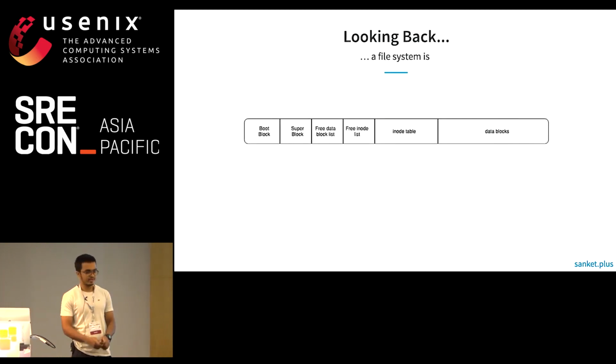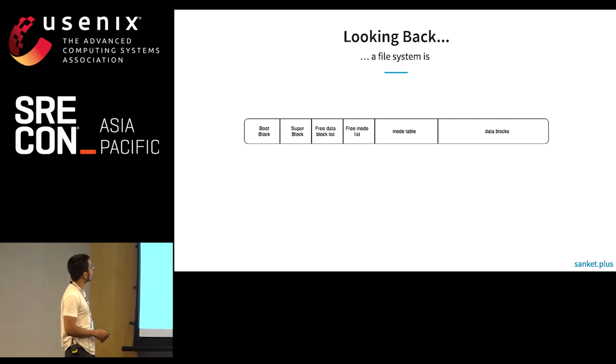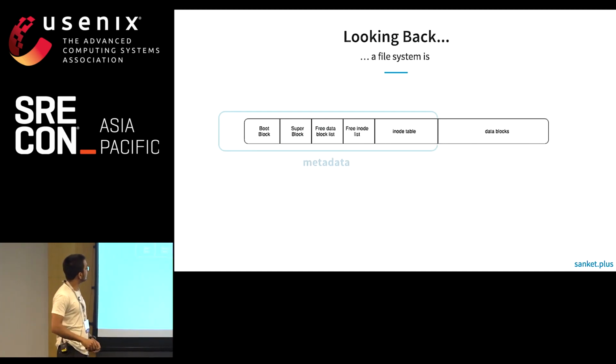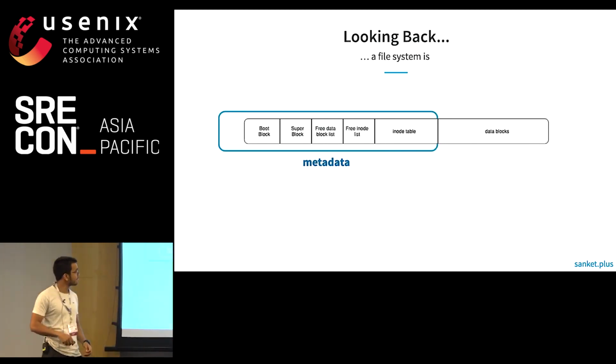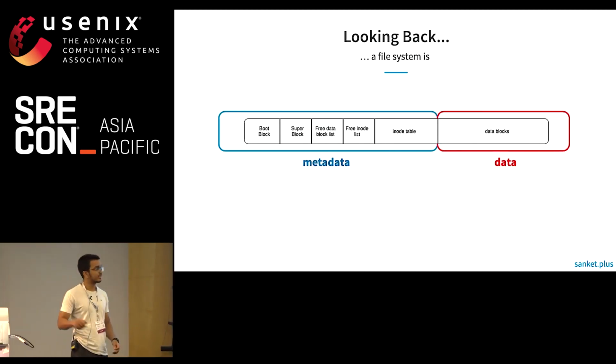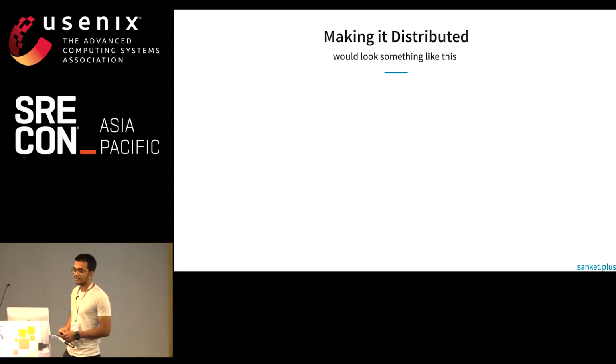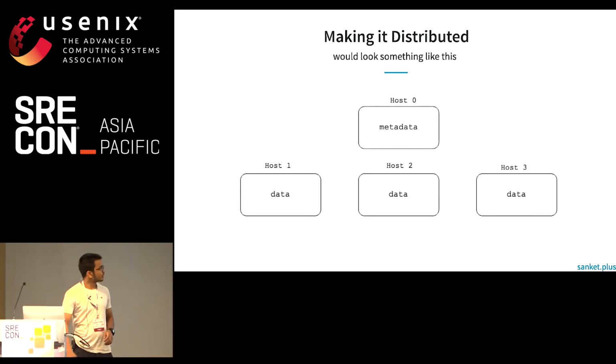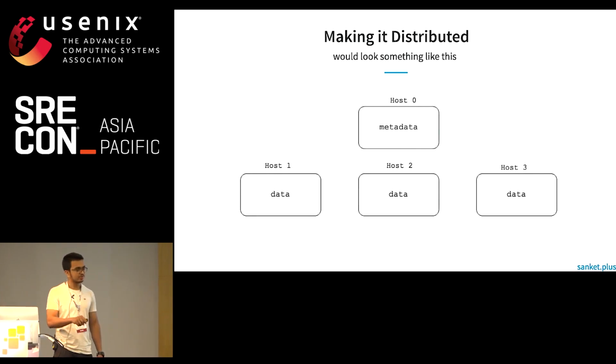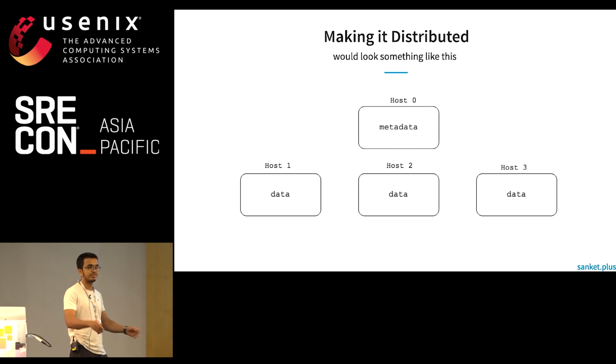Now let's take a moment and look back at what our file system looked like. It was made of metadata and data, to classify it at a really high level. So the inode table, free inode list, superblock, all this was metadata, and then the data part. Now let's try to make it distributed. So let's take metadata, put it on one host. Let's take data, put it on several hosts. There you go, your file system is distributed.